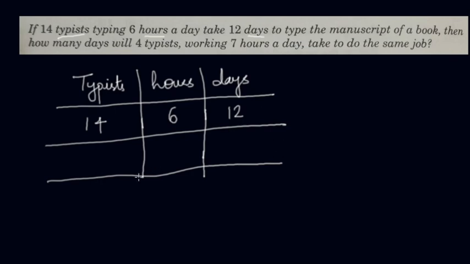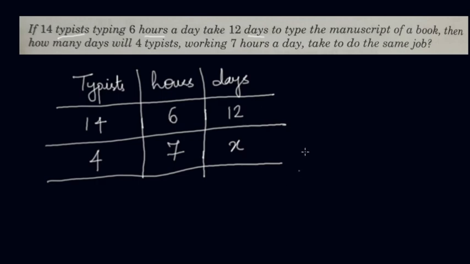Now they're saying if the situation changes and there are only 4 typists available to us, and 10 are no more with us, there are only 4 and they work just 7 hours a day. So how many days should we take to finish the work? This is a quick question and you need to find the answer. Sometimes we find answering this very difficult, but it's very simple.